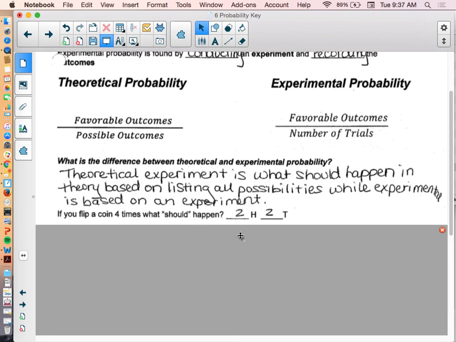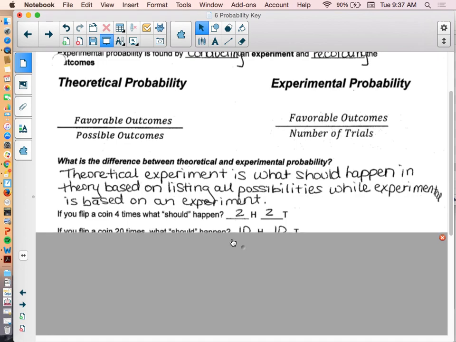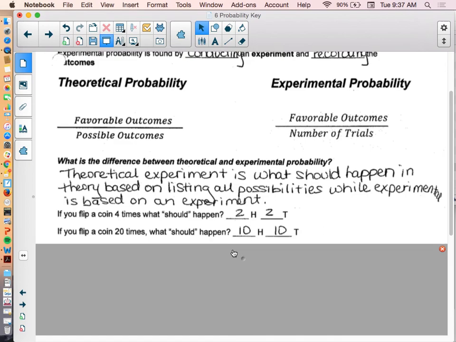Take a look at the next one. Try the next one before I show you the answer. In 20 times, how many should be heads? How many should be tails? Well, again, there's one side that's heads and one side that's tails, so it should be half and half, 10 and 10. That's what should happen. That's the theoretical probability.